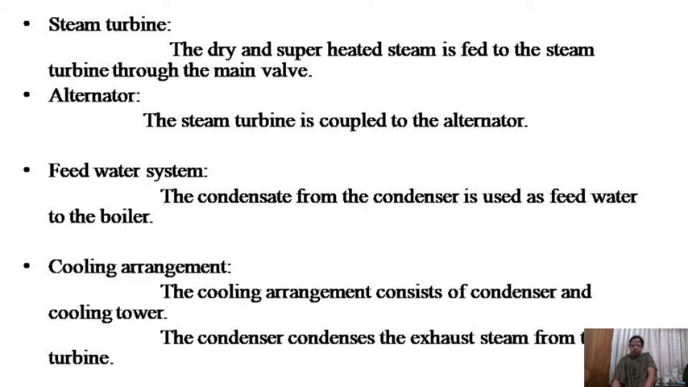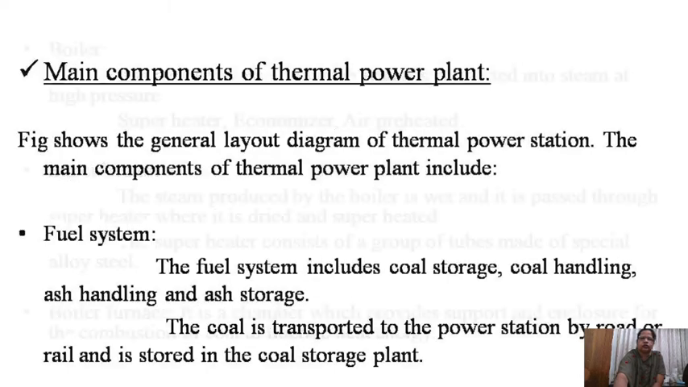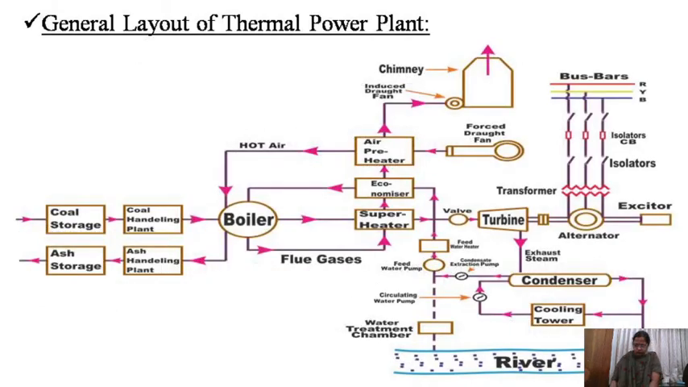That means the components consist of the fuel system, meaning the coal storage, coal handling, ash storage, ash handling. The coal supplied to the coal storage is supplied to the coal handling where it is pulverized and then passed on to the boiler. And into the boiler, the hot air is supplied from the air preheater.